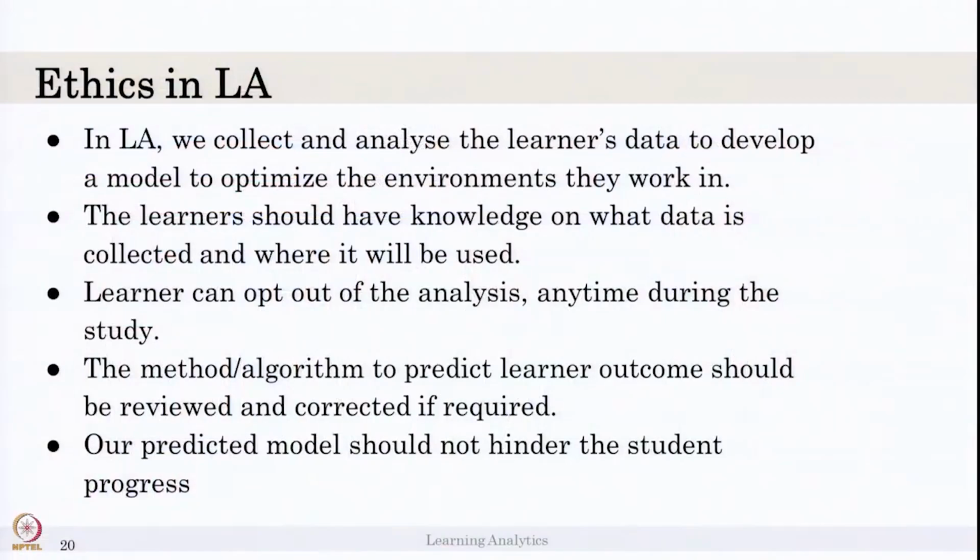The method and algorithm used to predict the learner outcome should be reviewed and corrected if required, which means you might be predicting a student as confused based on their interaction or behavior, something like that. But the outcome should be reviewed. A student might say, no, I was not confused, I was actively engaging, I understood everything. So, the students should be able to give feedback on the state you predicted, so that your method and algorithm can review that feedback from the students and correct it if required.